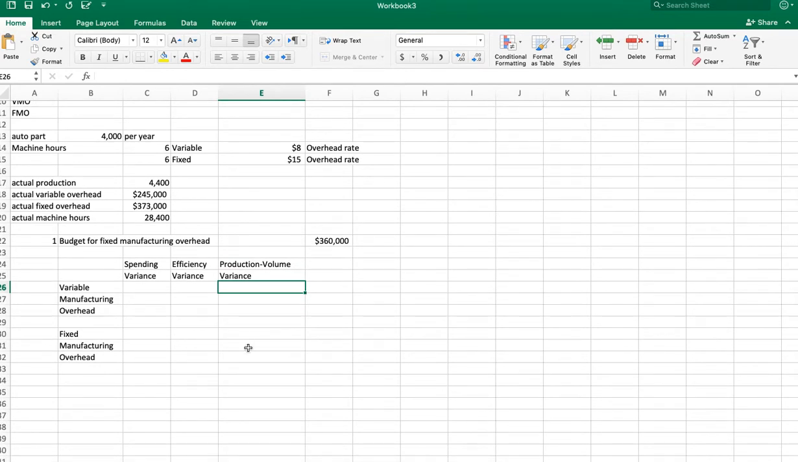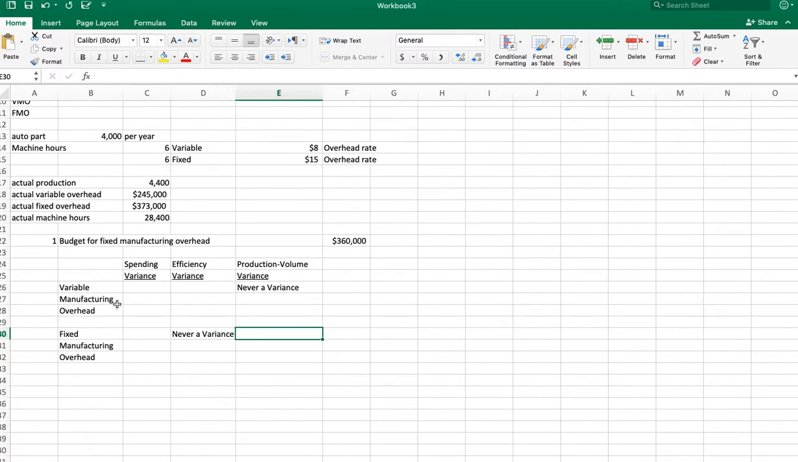So there's never a variance on efficiency for fixed manufacturing overhead. And there's never a variance on production volume for variable manufacturing overhead. So what we have left is 1, 2, 3, 4. That's what we mean by the 4-variance analysis.